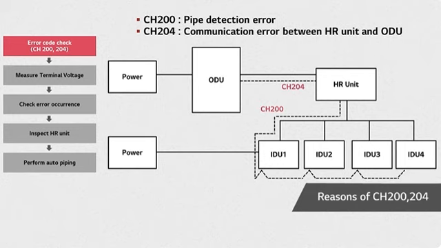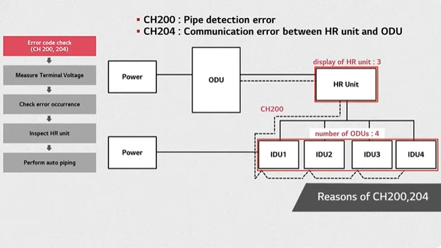As represented by the blocks in the image, error CH200 occurs when, after auto-piping, the number of the indoor units detected is different from the number of communicating indoor units. This miscount occurs mainly when the dip switch setting has been wrongly done. Another reason for this to happen is failure in the HR unit's communication cable and power cable, or a malfunction in the HR unit's PCB.